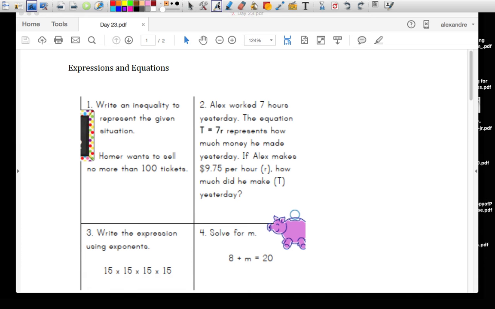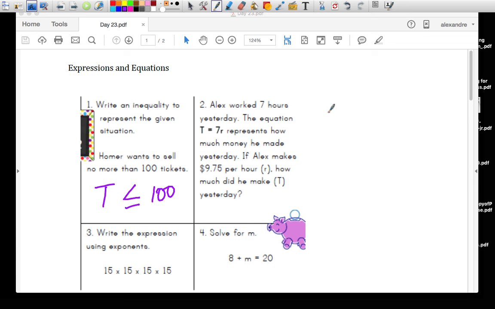Okay, here we go. Write an inequality to represent: Homer wants to sell no more than 100 tickets. Well, here are the number of tickets, and no more. So it has to be less than 100, the number of tickets. And can it be equal to 100? Yes, it can. So there's your expression.